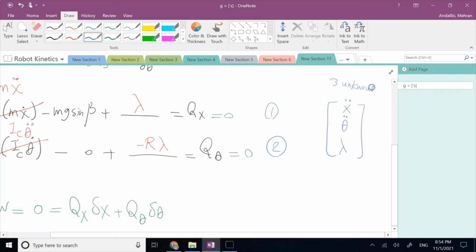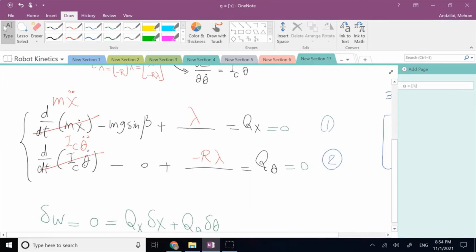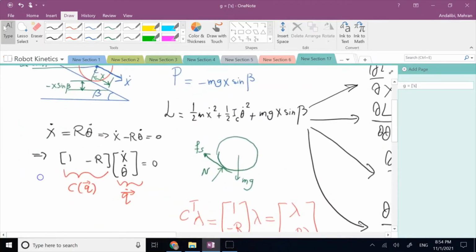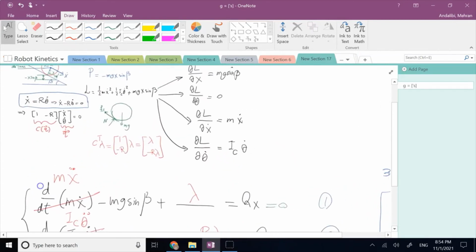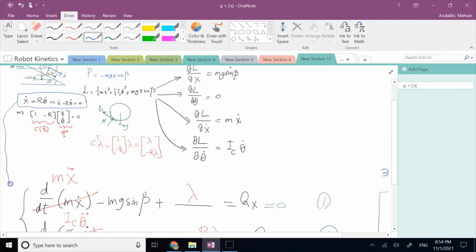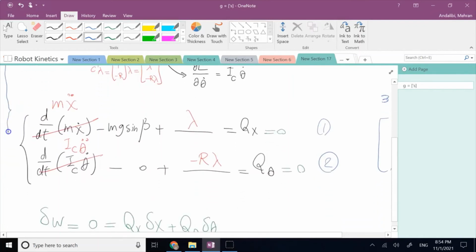And I have two equations unless, as I said, I go ahead and take a time derivative from my constraint equation, which is this guy here. If I take a time derivative out of that, that can give me my third equation. So I'm going to do that. And what will you get?